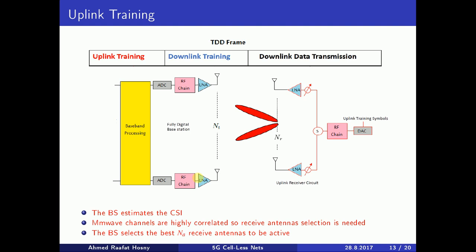In the TDD frame design, we propose an initial uplink training. The objective of this uplink training is that the user terminal transmits pilot symbols to allow the base station to estimate the channel state information. After that, because the millimeter wave channels are highly correlated, the base station decides which antennas at the receiver side are active. After that, the base station informs the user terminal about the active receive antennas.